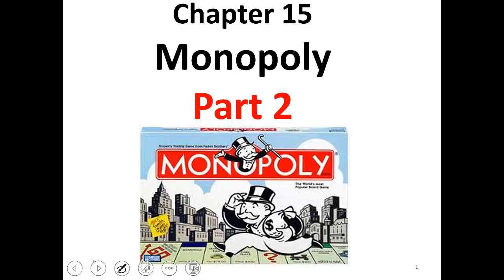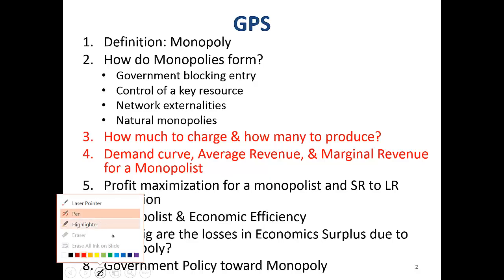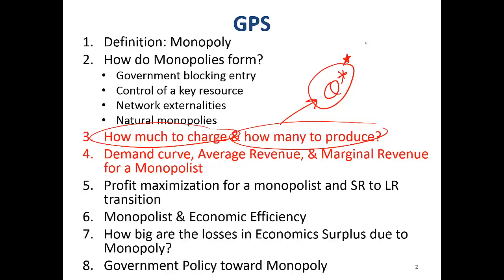Hello everyone, this is chapter 15 part 2 of the Monopoly. In this part, we'll be talking about the monopolist's decision on how much to charge and how many to produce. We are familiar with the how-many-to-produce decision. A perfectly competitive firm chose its optimal level of quantity, the profit maximizing quantity, or the best level of production such that it equalizes marginal revenue with marginal cost.